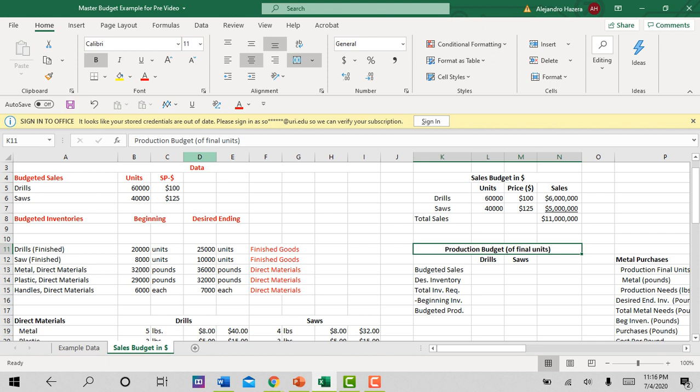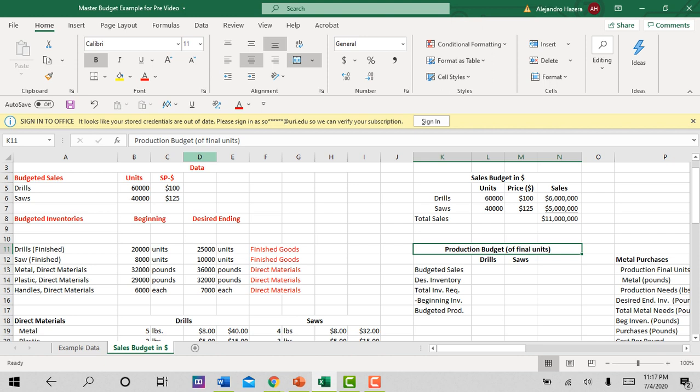So we know how many units we're going to sell. Now we've got to figure out how many we have to produce. And you may be asking yourself, well, if we know we're going to sell 60,000 drills and 40,000 saws, don't we have to produce them? Yeah, that's true, but you also have beginning and ending inventories that you have to adjust for.